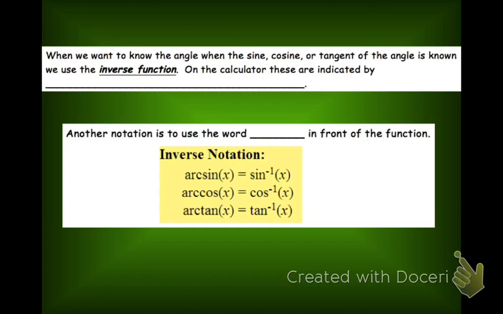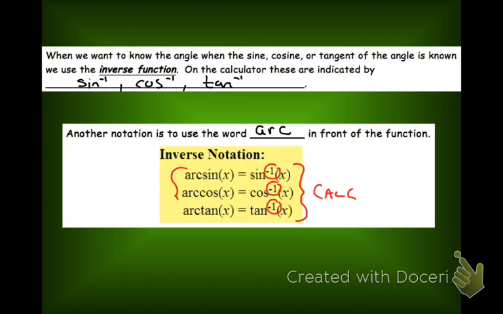So when we want to know the angle, when the sine, cosine, or tangent of the angle is known, we use the inverse functions. On the calculator, these are indicated by sine to the -1, cosine to the -1, and tan to the -1. Another notation is to use the word arc, A-R-C, in front of the function. I don't know why that is. The math geniuses that were developing all this stuff decided that arc would be a good thing to put in front of it. So, in your calculator, they look like this, with the little -1s.